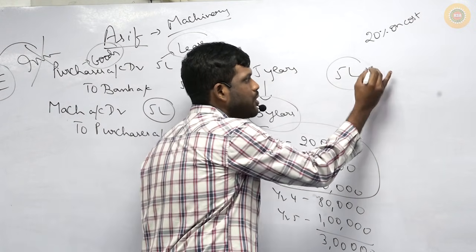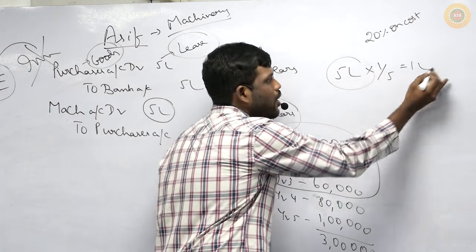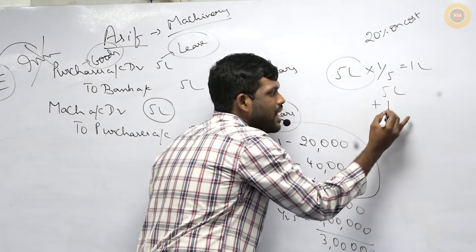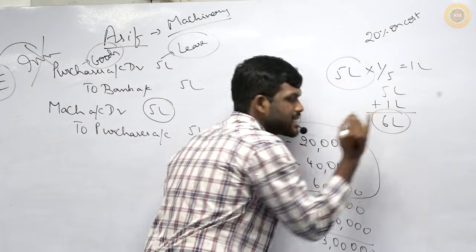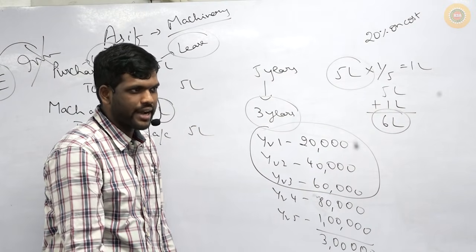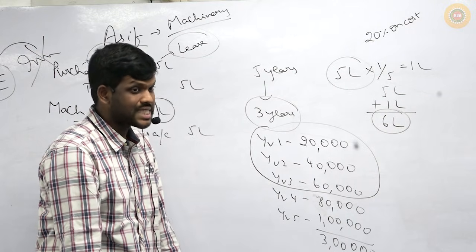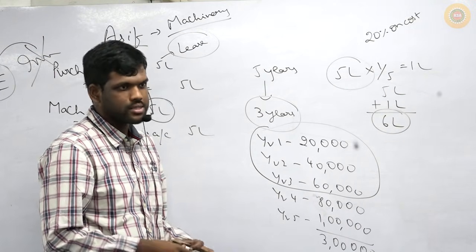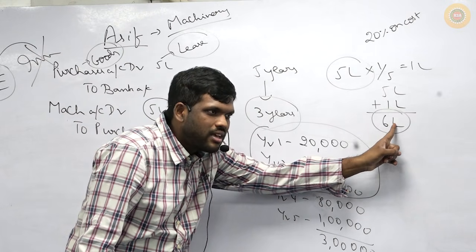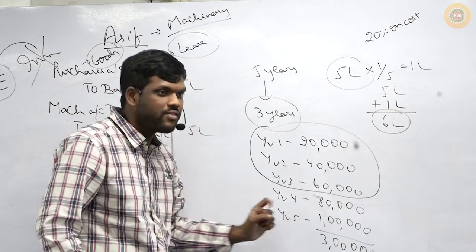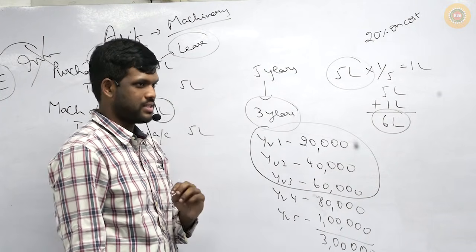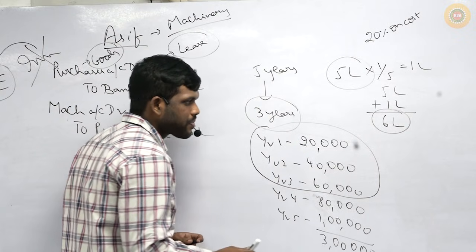On 5 lakhs, 20% is 1 by 5, 1 lakh profit. So how much total does Asif want to recover? 5 lakhs plus 1 lakh, 6 lakhs. Till now clear? So Asif will totally try to recover how much from this machinery? 6 lakhs. He can recover 6 lakhs if he is giving on lease for 5 years. But he is giving on lease only for how many years? 3 years.